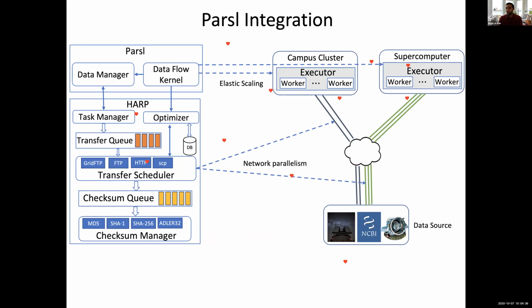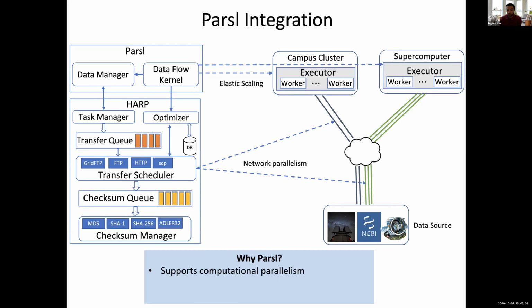So this is the architecture that I'm not going to go into detail on, but what Parcel provides already is elastic scheduling. And what we are proposing here is elastic scheduling for data transfer. We are in the process of integrating HARP into Parcel by trying to achieve some communication between them. And HARP will try to get the metrics from Parcel in terms of how fast we are able to process the data, so that we can use that information to adjust the network parallelism.